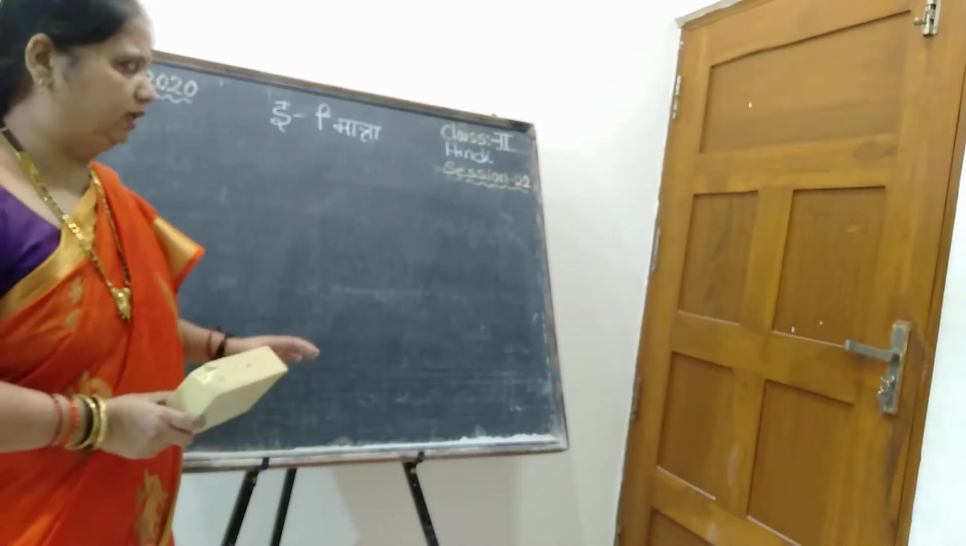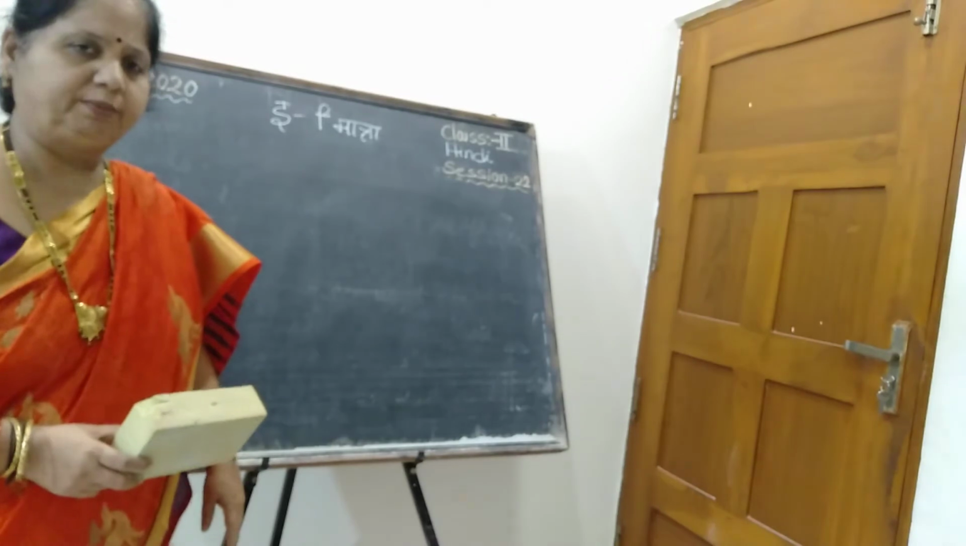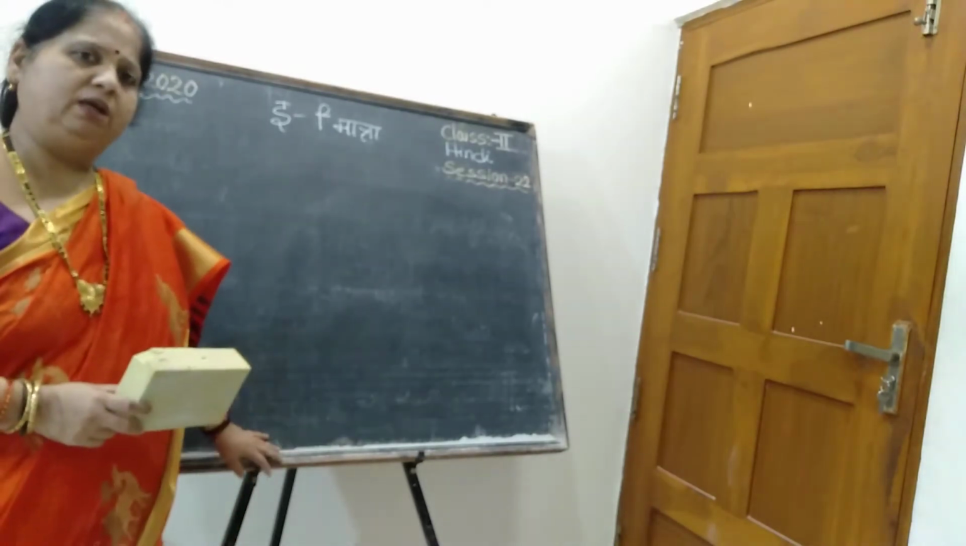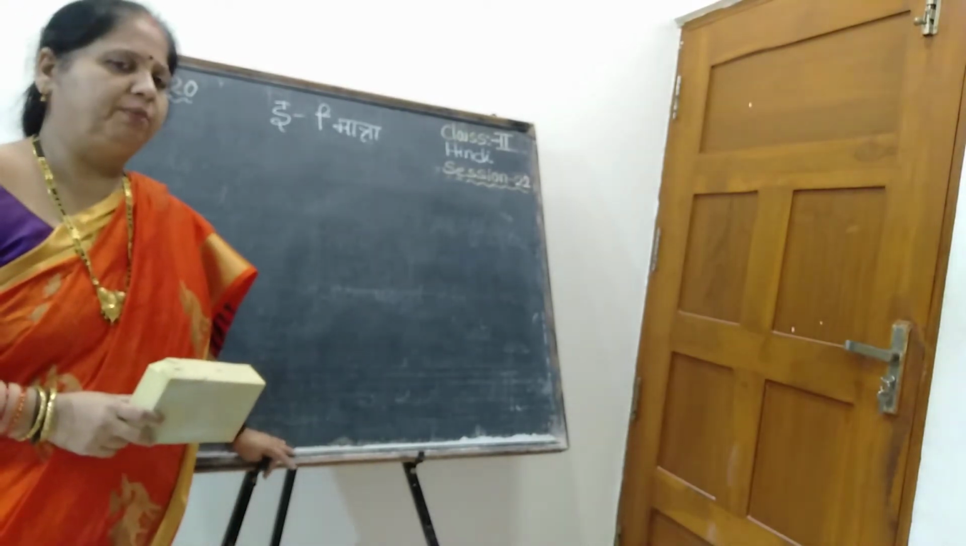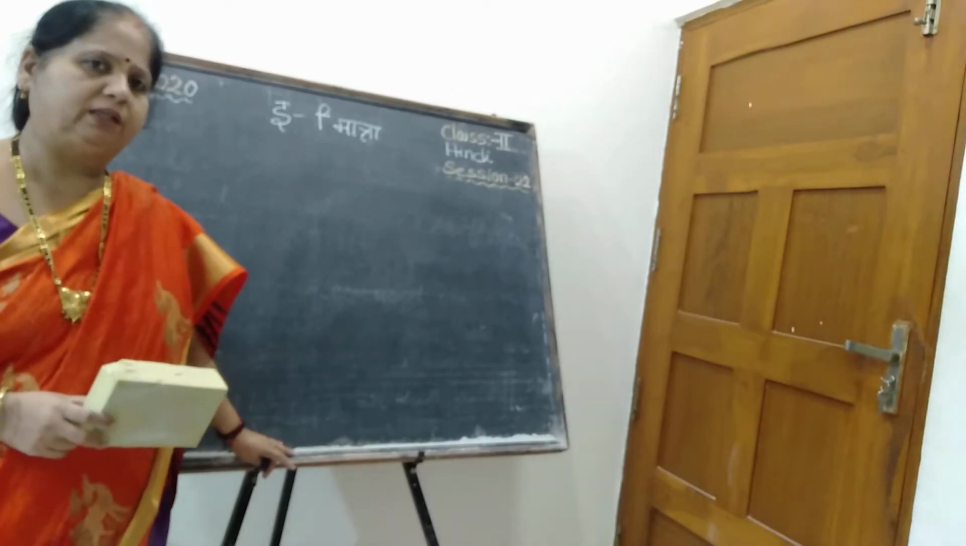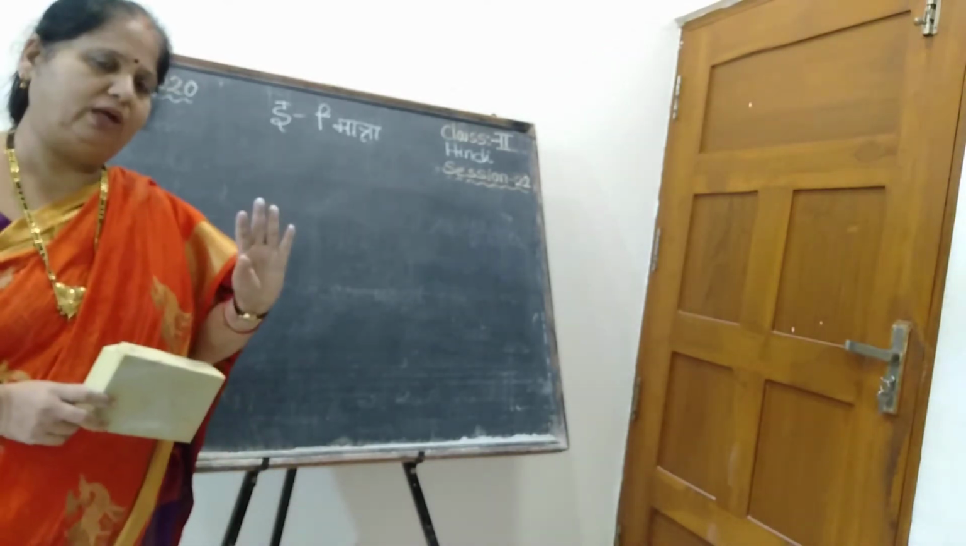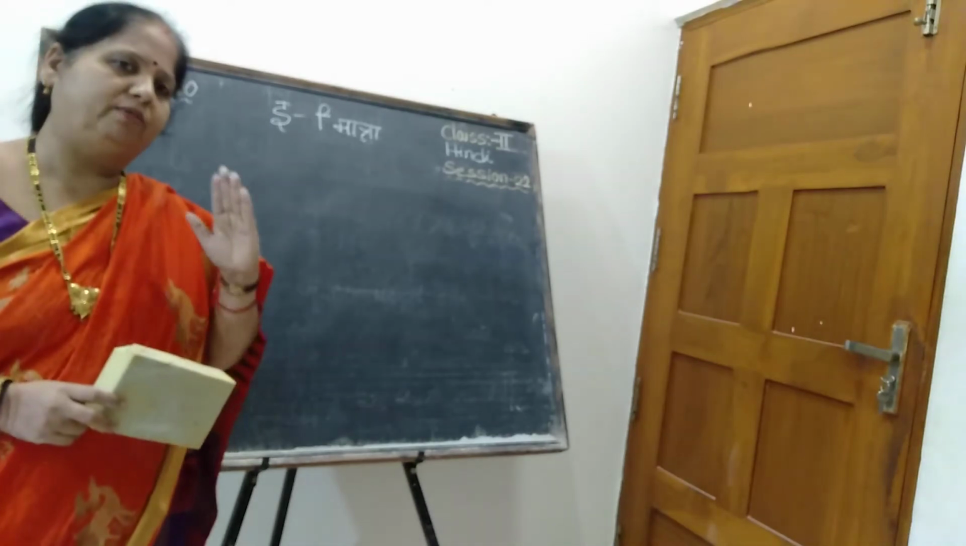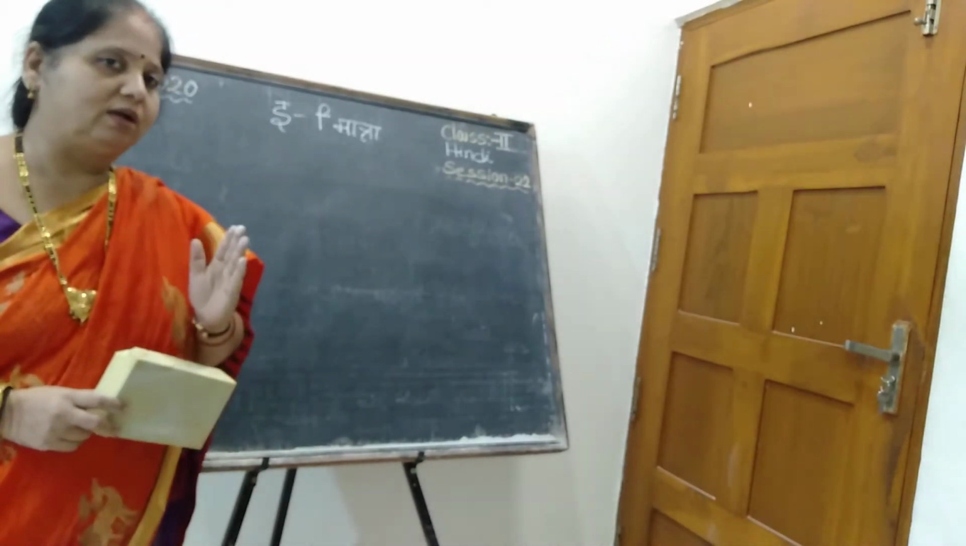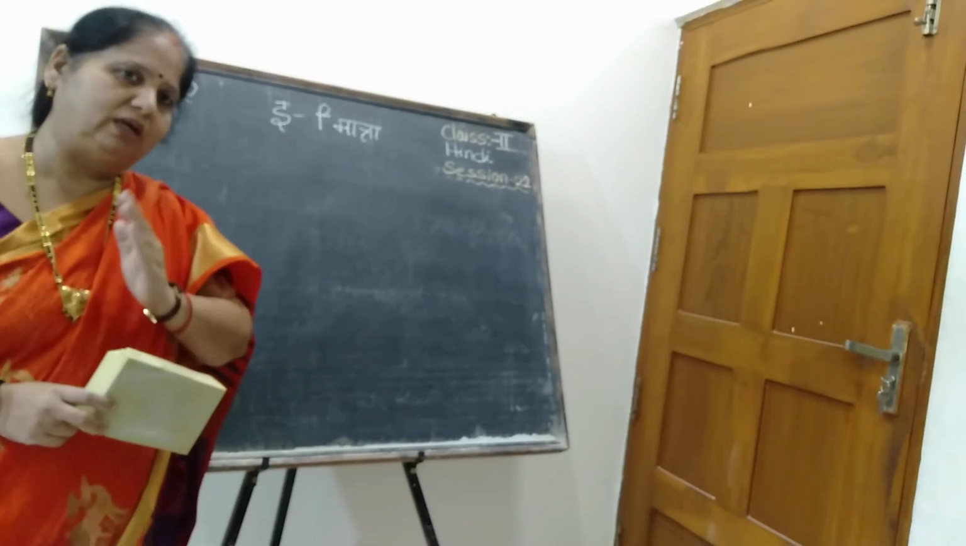So yesterday I had given the practice of the choti ki matra. So tell me now, which side does it come? Choti ki matra comes towards the left side, not the right side. Okay, choti ki matra will always come beside the letter, at the back side of the letter.